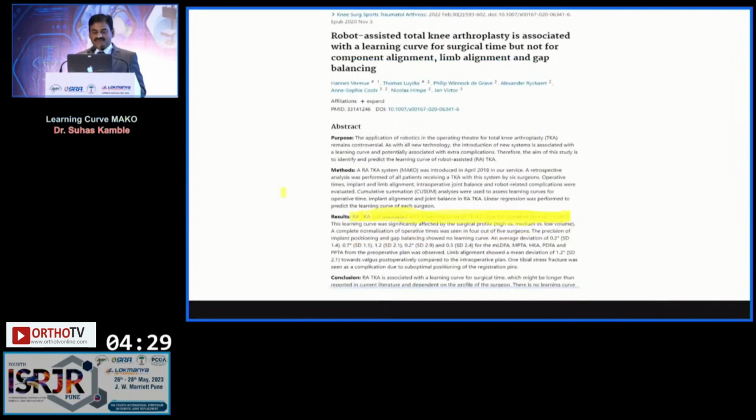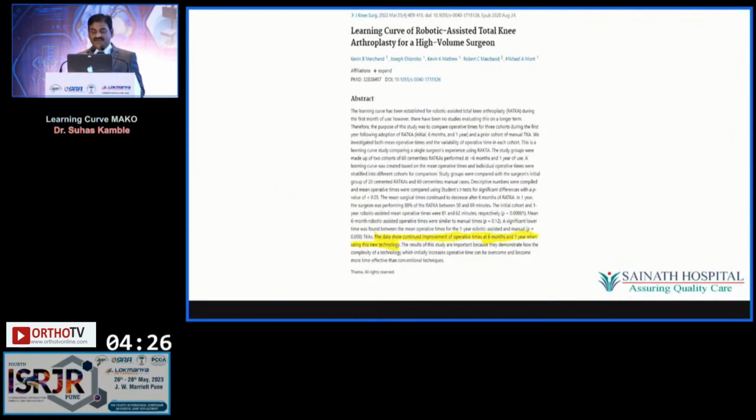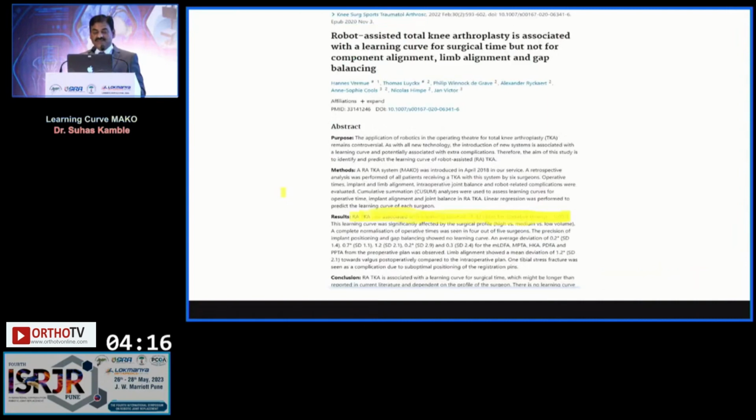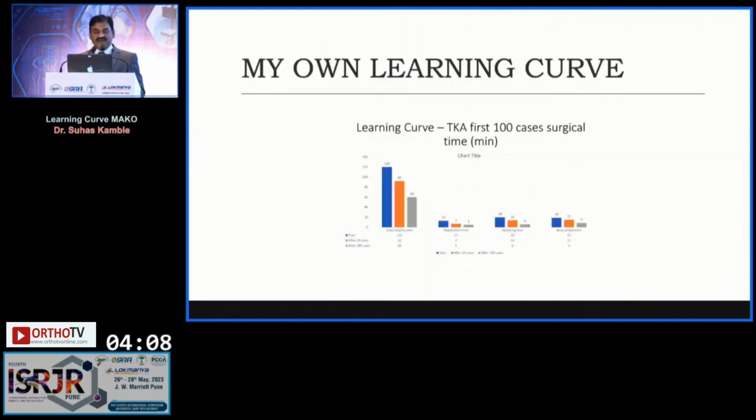In these few papers, the learning curve shows that there is a constant improvement in the operative time from 6 months to 1 year. In this paper, Hannes suggested that the learning curve is between 14 to 43 patients. In my own experience, after the first 100 cases, the learning curve to reach equal operative time was around 44 to 45 patients. This is the data after 100 cases.